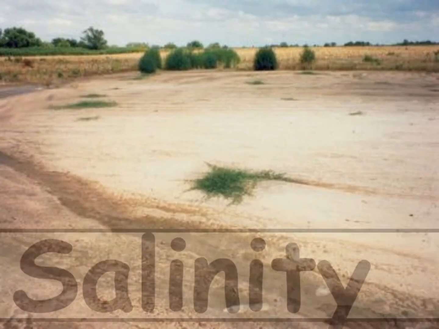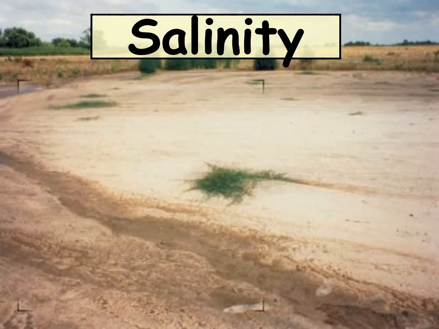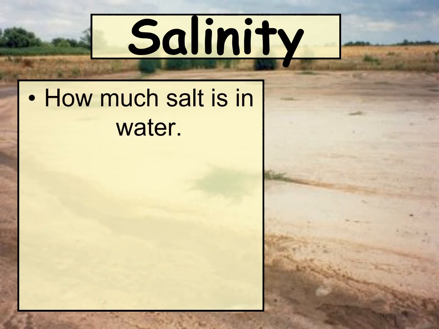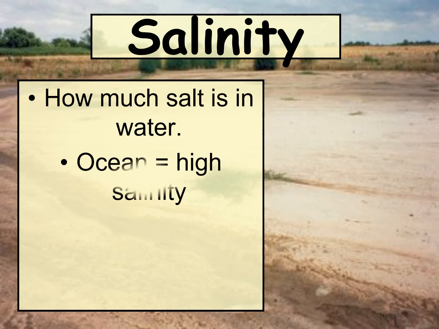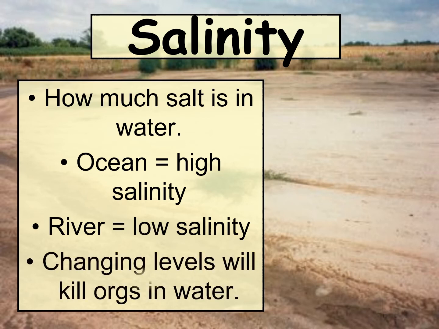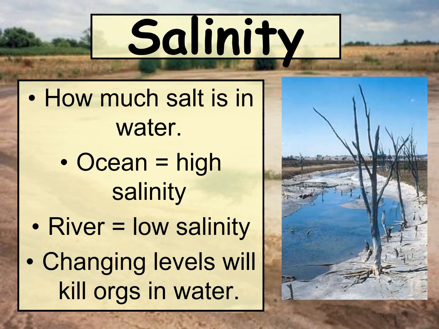Something else that water scientists measure is salinity. And salinity is the concentration of salt in the waterway. So the ocean we would consider to have high salinity where freshwater systems would be low salinity. And changing those salt levels in the waterways could lead to some drastic kill-offs of organisms in the water because they can only tolerate certain salt levels.